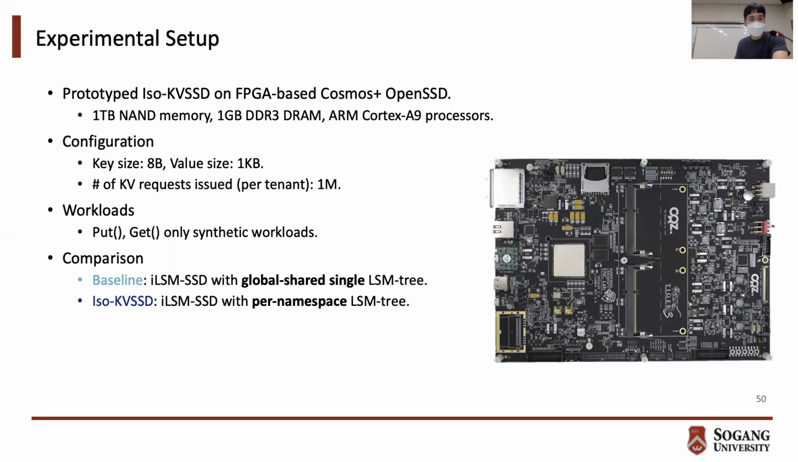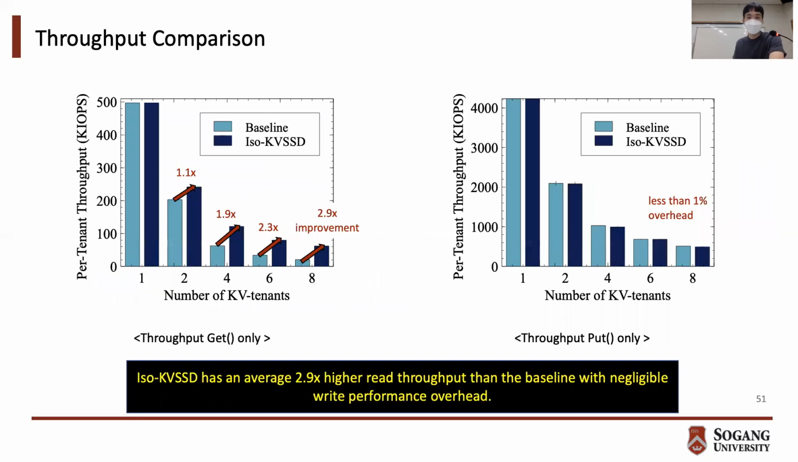We prototype ISO key value SSD on an FPGA-based SSD platform. Using put and get synthetic workloads, we compare ISO key value SSD with the baseline. The left figure shows that ISO key value SSD outperforms the baseline in terms of get performance. Particularly when the number of tenants is 8, ISO key value SSD shows 2.9 times higher get throughput than the baseline, because ISO key value SSD reduces the depth of the LSM tree as well as the Bloom filter rows during the key value data search. On the other hand, the right figure shows that put performance of both systems is similar.